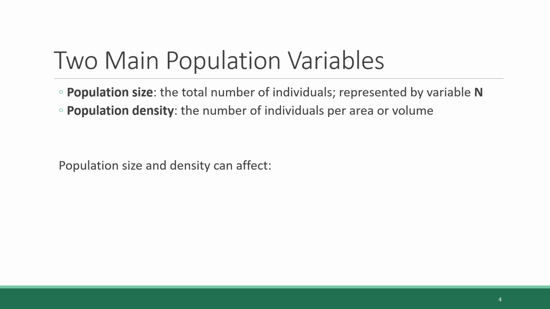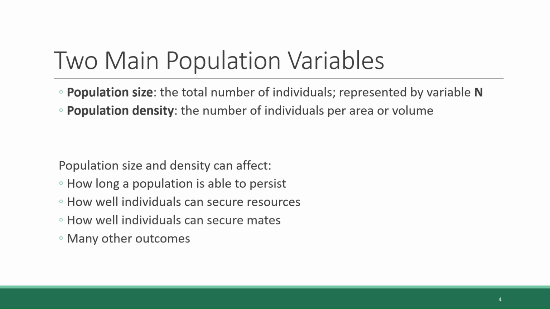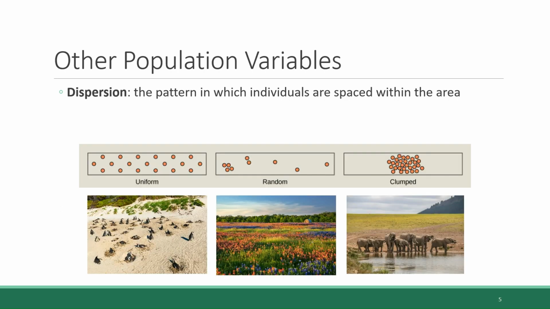These two variables can impact other characteristics of a population, such as how long the population is able to persist, how long the individuals in the population can secure resources for themselves, how well they can secure mates, and many other outcomes. So these two variables are very important, but there are other characteristics of populations as well.